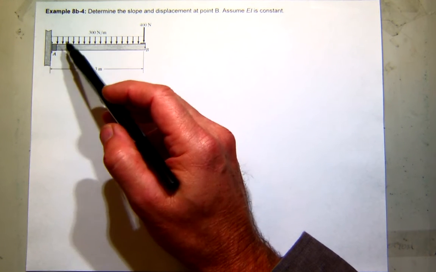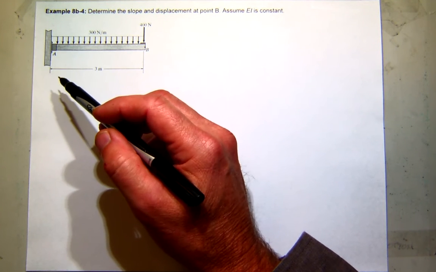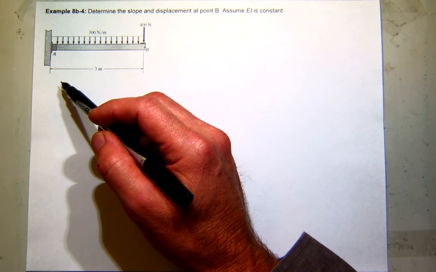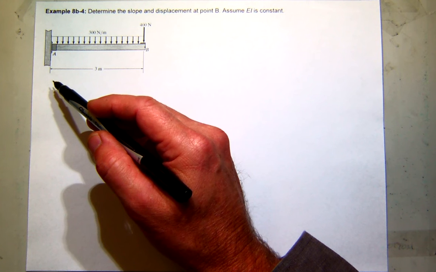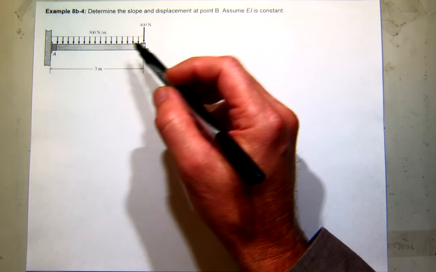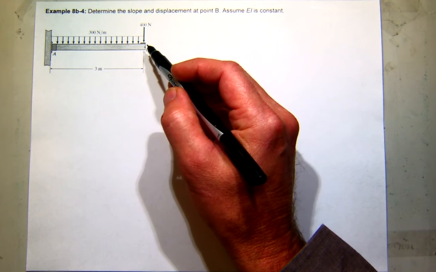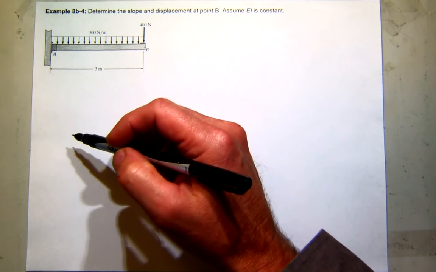Another interesting thing is since the fixed connection is over here on the left side, that's usually where x is 0, so your two integration constants would be easy to determine. So this would be a very doable problem with direct integration. And then all you have to do is evaluate your two functions you found at 3 meters, one for displacement and then one for slope. Okay, so that's a go.